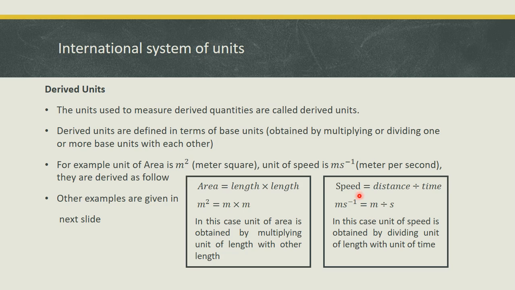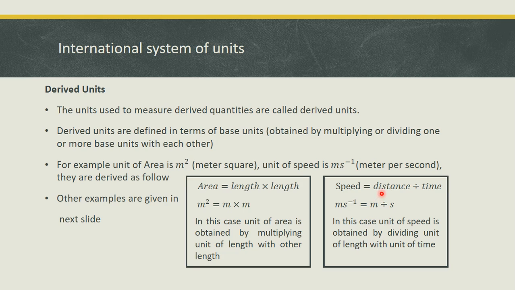Similarly, you see the unit of the formula for calculating speed is distance divided by time. Don't worry about where these formulas come from. You will study further in chapter 2. So just focus on the units. The unit of speed is meter per second, and distance is measured in length. Distance is a length between 2 points.